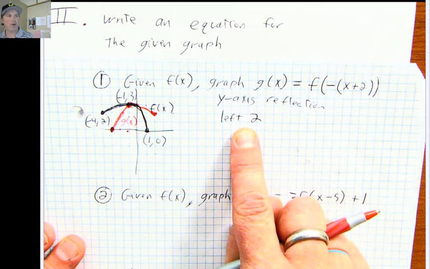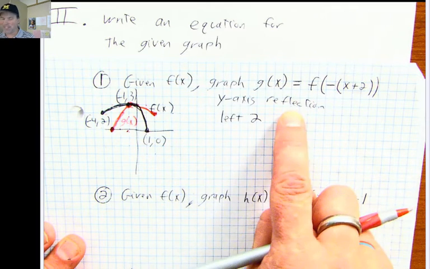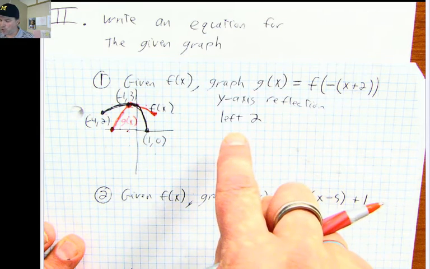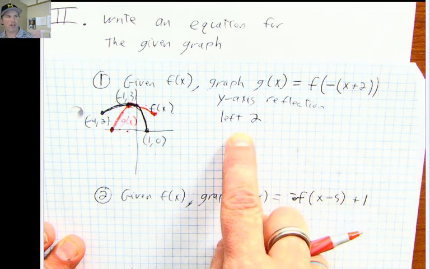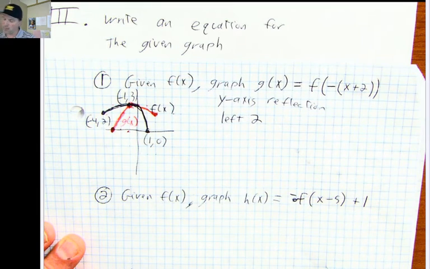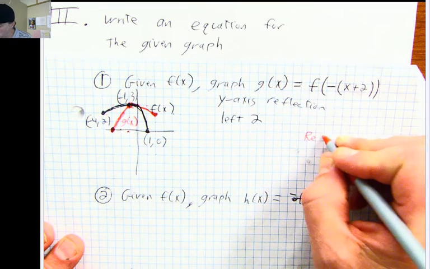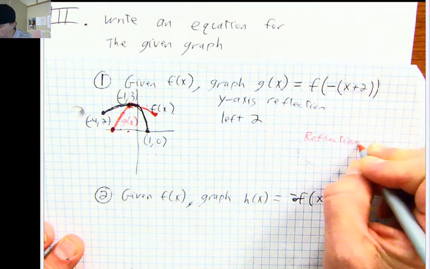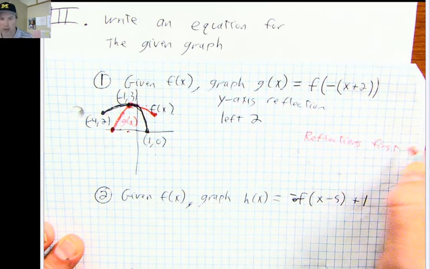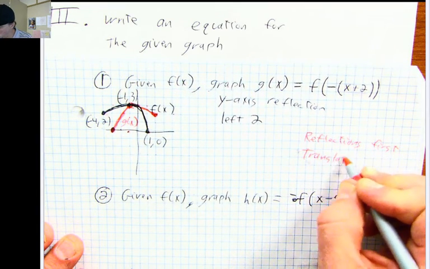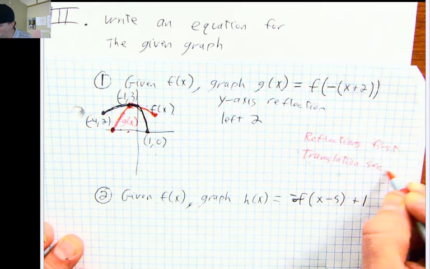I say, think about your order of operations. Reflection is a multiplying thing, whereas a translation is an adding or subtracting thing. We do multipliers before we do adding and subtracting, so you need to do reflections first. Reflections first, translation second, following your order of operations.